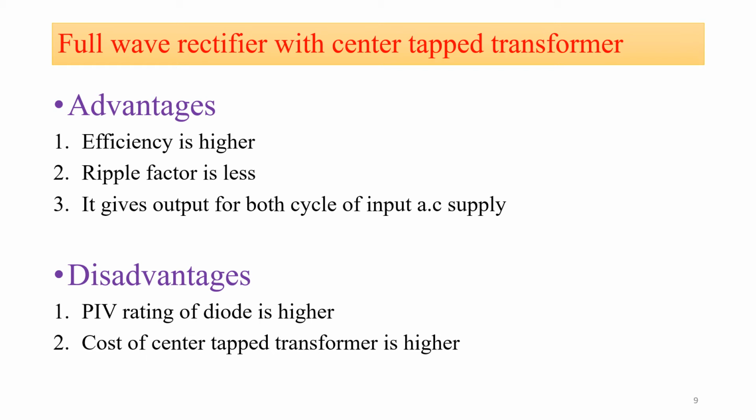First, the PIV rating of the diode is very high, which is equal to twice of Vm, means the maximum voltage across the non-conducting diode is twice of Vm. This is the disadvantageous thing, because as we know, when we operate our diode in reverse bias condition, the voltage across the diode should be minimum. If it is maximum, then it will damage the diode permanently. So PIV should be less. And the cost of the center tap transformer is very high. This is the second disadvantageous thing of full wave rectifier with center tap transformer.